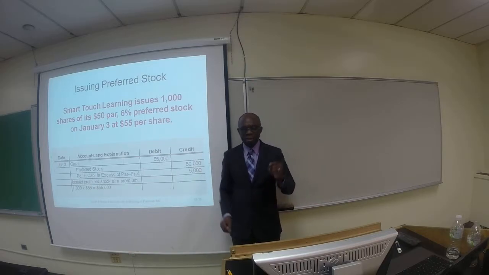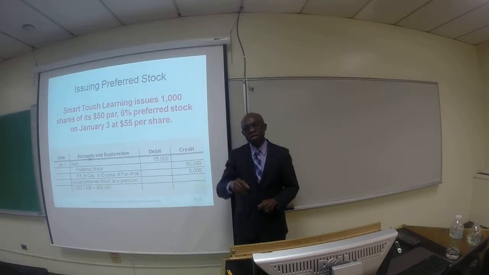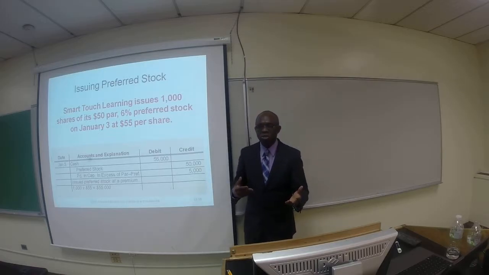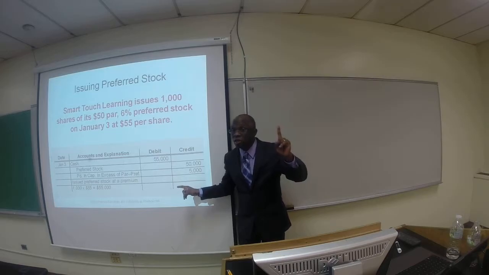$55 per share, but the par value is $50. So they sold it for $5 more than the par value. Of course, 1,000 shares multiplied by $55, which is what they sold it for, will give you $55,000. So we debit cash for $55,000, then we credit preferred stock, just like we did for common stock.